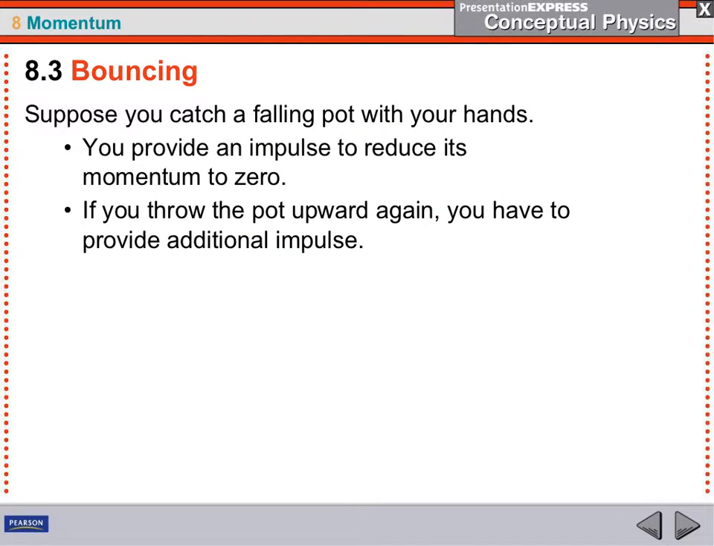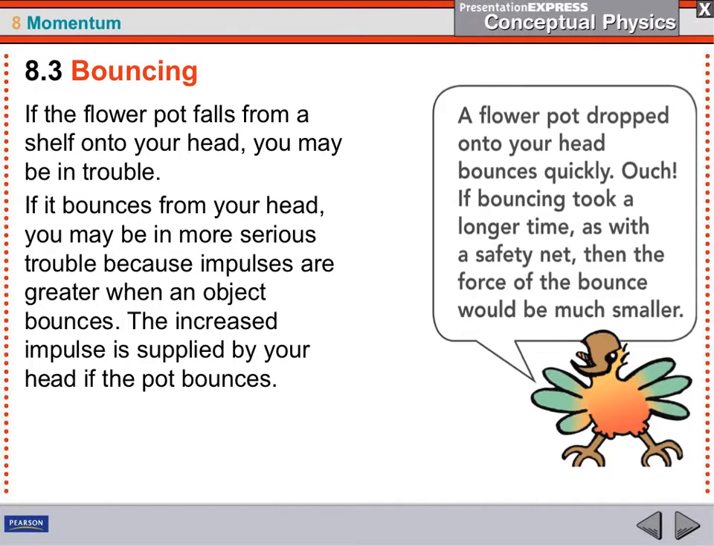Suppose you catch a falling pot with your hands. You provide an impulse to reduce its momentum to zero. If you throw the pot upward again, you have to provide an additional impulse. If the flower pot falls from a shelf onto your head, you may be in trouble. If it bounces from your head, you may be in more serious trouble because impulses are greater when an object bounces. The increased impulse is supplied by your head if the pot bounces.